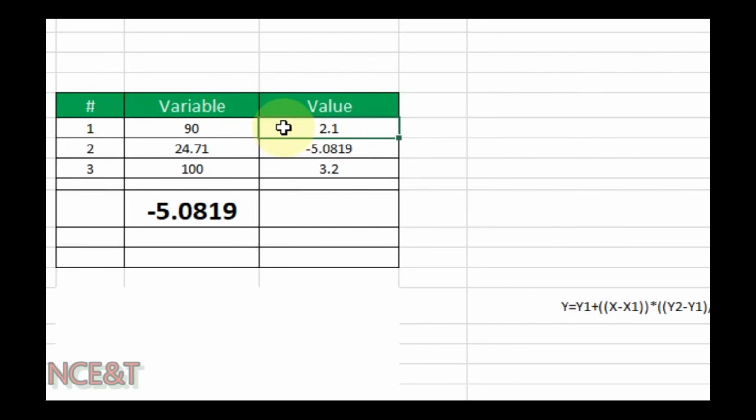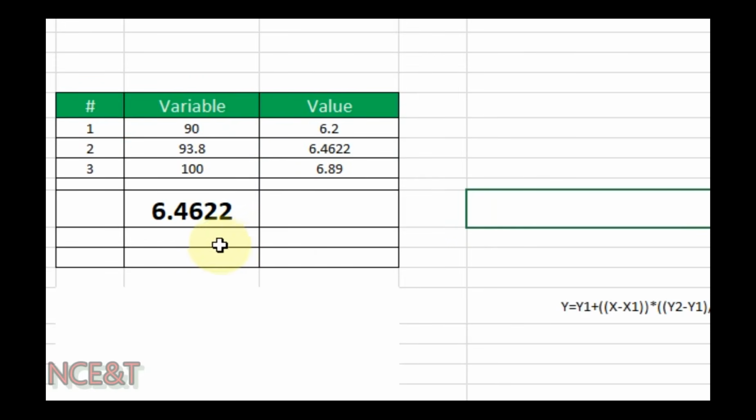For 90 GPM we have the velocity 6.2 feet per second, and for 100 GPM we have the velocity 6.89. Then for 93.8 GPM we will have the velocity 6.46 feet per second.